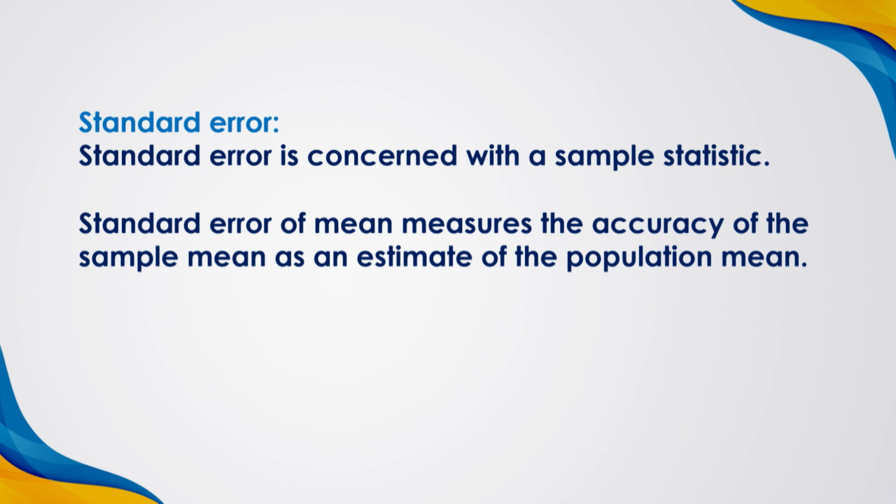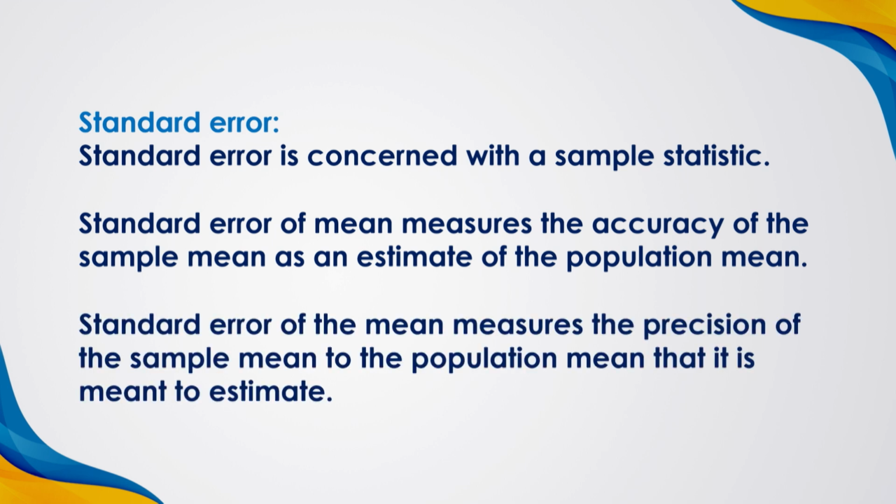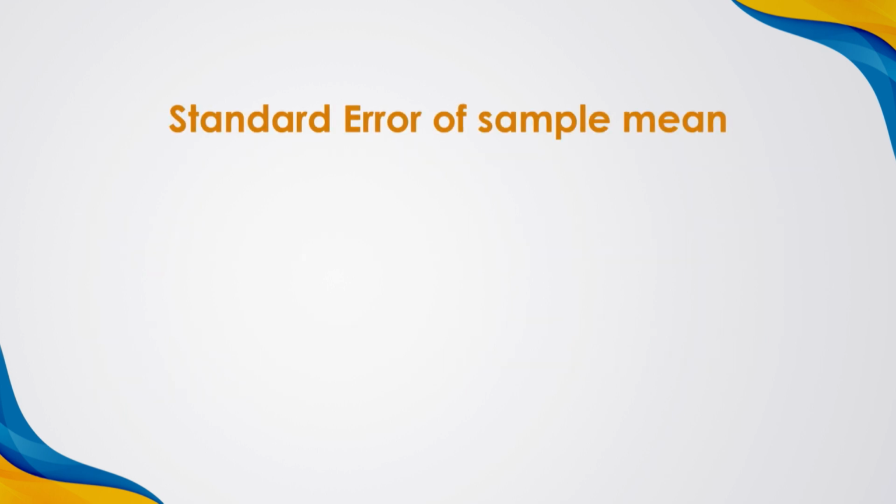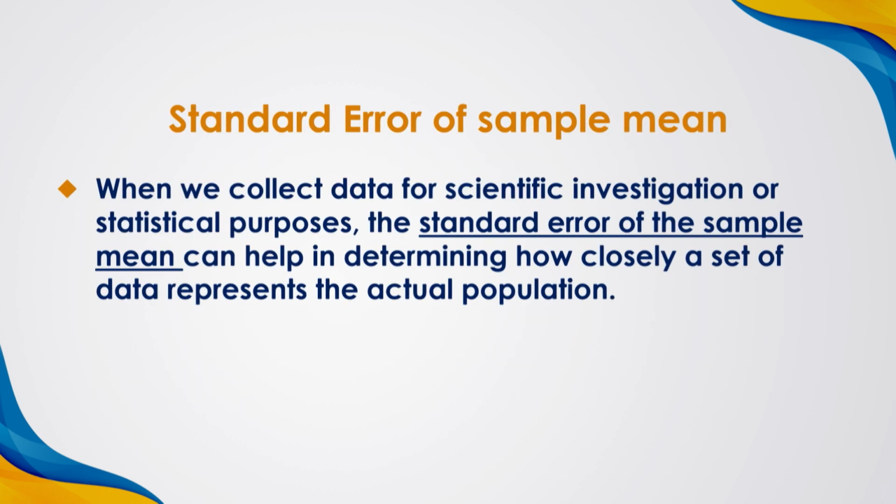Standard error of the mean measures the accuracy of the sample mean as an estimate of the population mean. Standard error of the mean measures the precision of the sample mean to the population mean that it is meant to estimate. Standard error of sample mean.